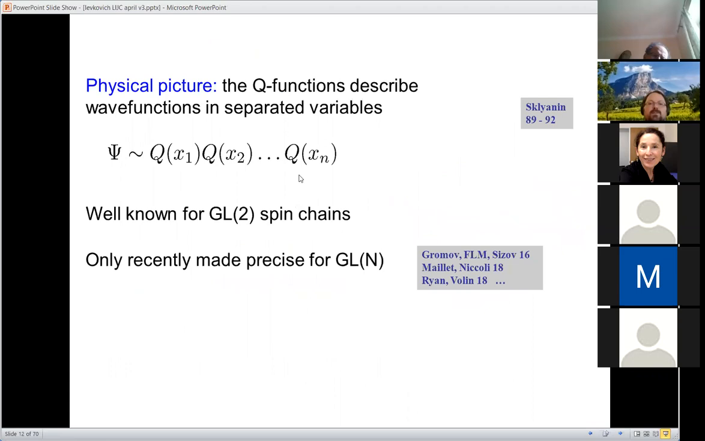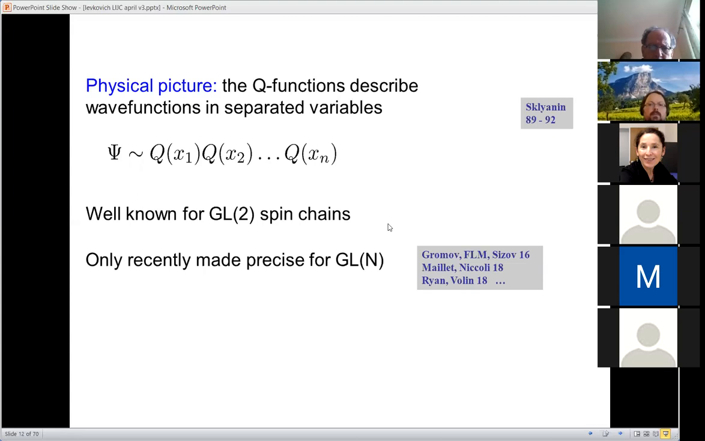A comment on the physical meaning of this: one way to assign any physical meaning to Q functions is that if we go to appropriate variables, they actually define the wave functions of the model. In integrable models, like for instance the hydrogen atom, one can go to a basis where the wave function will factorize into a product of building blocks. For the hydrogen atom, it's spherical coordinates. And in a general integrable system, these blocks will be precisely given by Q functions, which are captured by those bilinear equations. At least that's the expectation, which has been made precise for GL2, so SL2, SU2 models. For GLN, it has been made precise and put on firm ground only very recently. For more complicated models like super Yang-Mills, of course, it's an open problem to make the statement precise, but the expectation, again, is that Q functions define wave functions of the system.